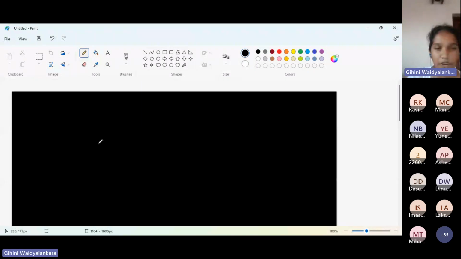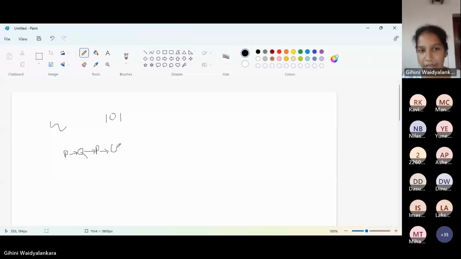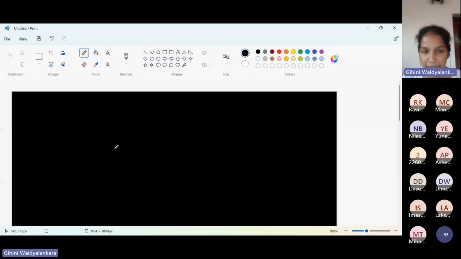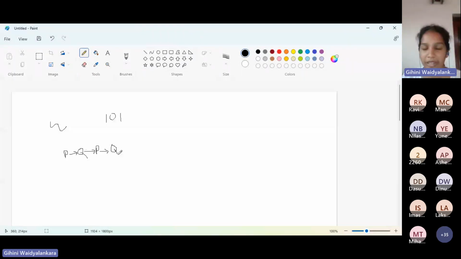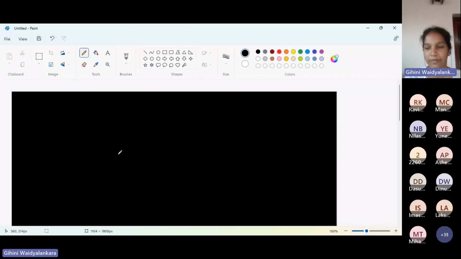Earlier I mentioned that state Q is the final state. You can see that it ends up in the final state, right? Because of that, we can say that this string will be accepted by this DFA.